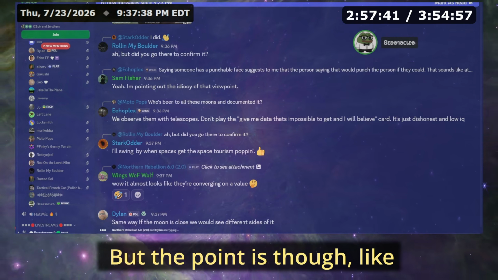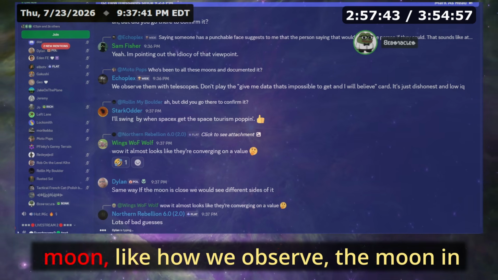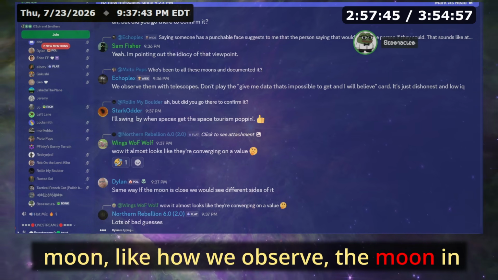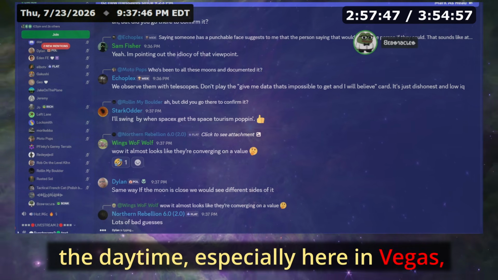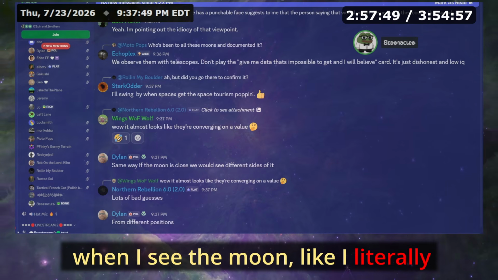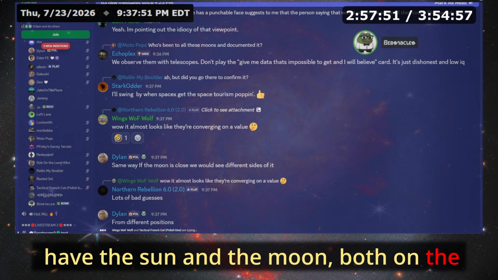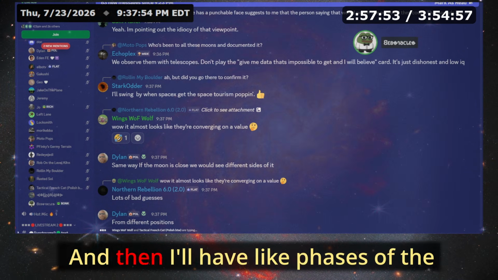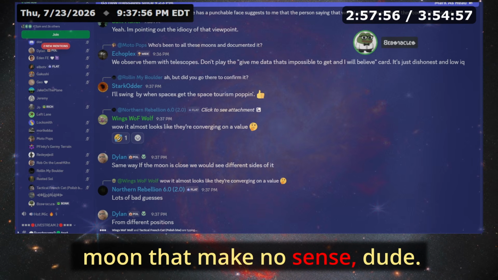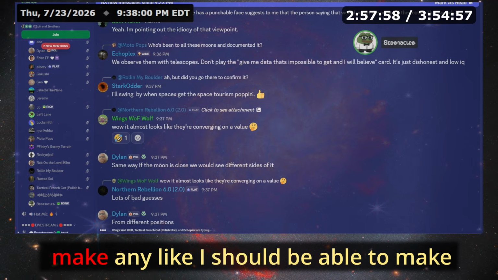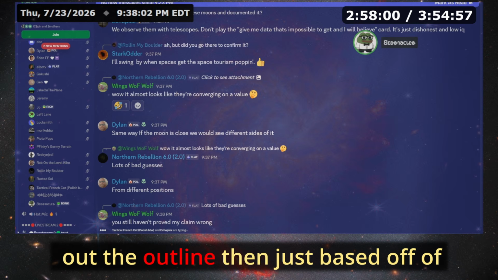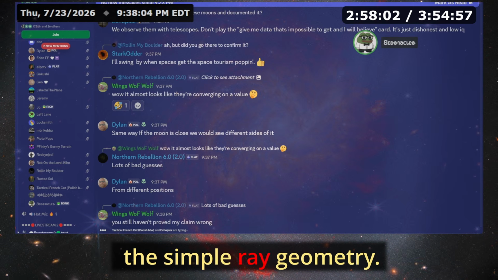The point is, though, the daytime moon, how we observe the moon in the daytime, especially here in Vegas, when I see the moon, I literally have the sun and the moon both over the horizon, and then I'll have phases of the moon that make no sense, dude. The angles don't make sense. I should be able to make out the outline, based off of the simple ray geometry.